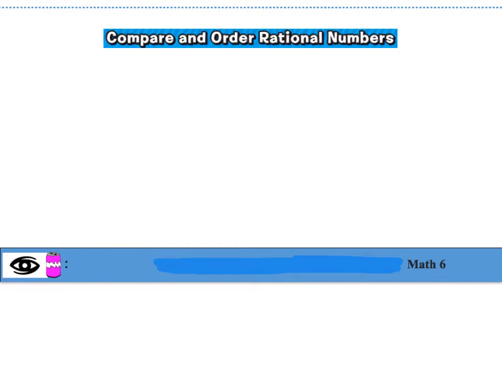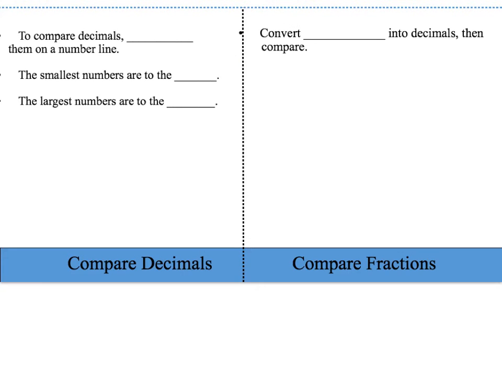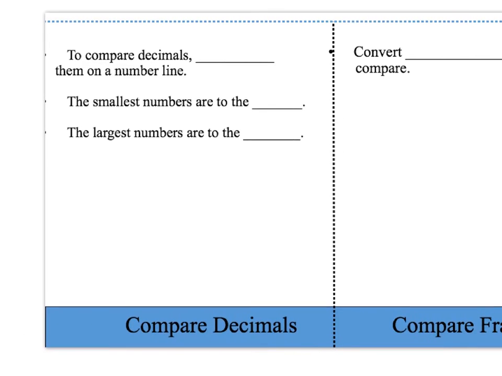Welcome to this lesson on comparing and ordering rational numbers. Please be sure you have these notes in front of you so that we can begin our lesson. This lesson has two I can statements. The first I can statement says I can compare decimals and fractions, and the second I can statement says I can order rational numbers.